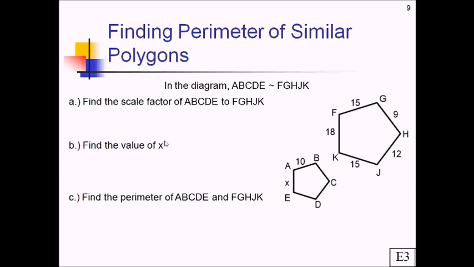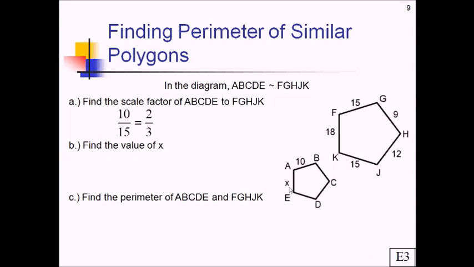So for the first part of this, go ahead and find the scale factor of ABCDE to FGHJK. You got it? So we need to take two sides that are corresponding from these. The only two sides that we have are this 10 and this 15 side. And again, just to double check, A and B, second and first letters, F and G, second and first letters. So then the scale factor of the first shape to the second shape is just going to be 10 to 15, or 2/3.